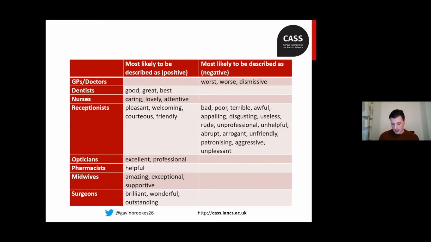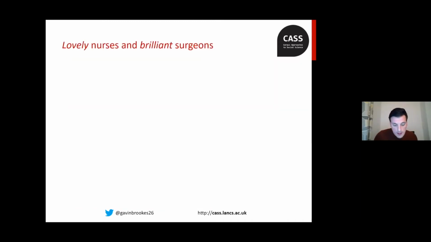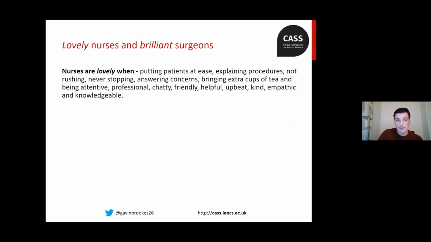However, apart from being a crude overgeneralization, that would overlook the fact that what we're really seeing here is evidence of different types of patient expectations. So to demonstrate this, it's useful to consider the differences between nurses and surgeons. Nurses were most likely to be described as lovely, while surgeons were most likely to be called brilliant. And although both of these words are positive, they encode quite different types of evaluation.